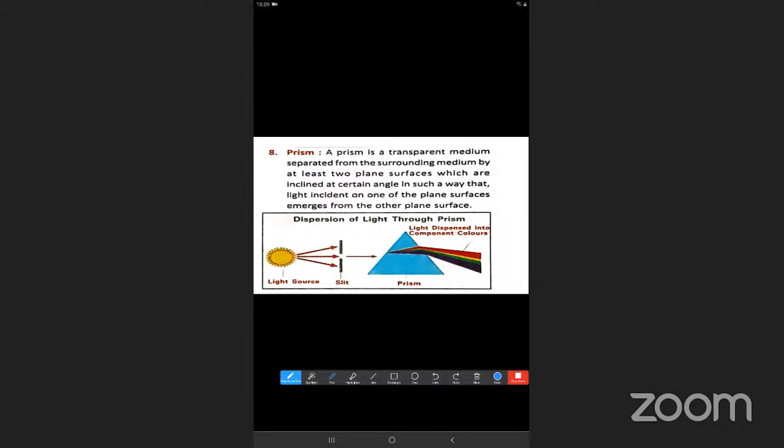Now, prism. A prism is a transparent medium. This is the prism here. It is a transparent medium separated from the surrounding medium by at least two plane surfaces which are inclined at a certain angle, in such a way that light incident on one of the plane surfaces emerges from the other plane surface. When the light ray is incident at one surface, it emerges from the other plane surface.